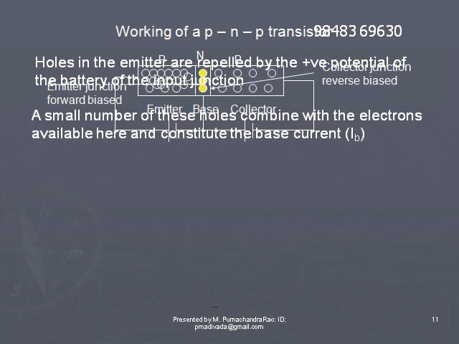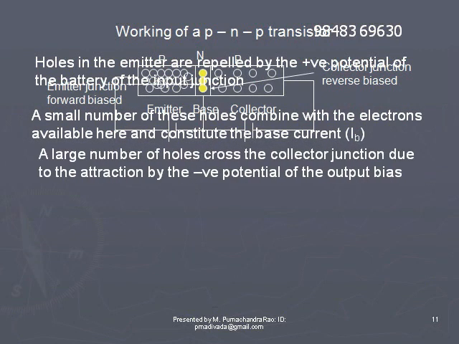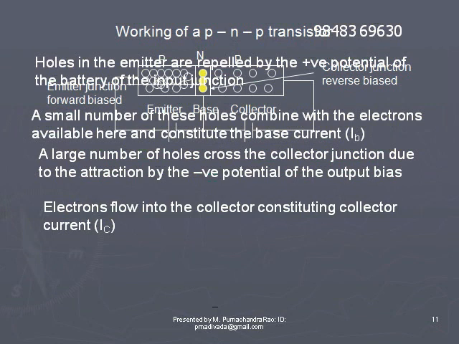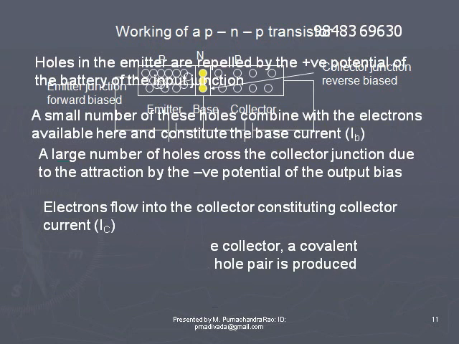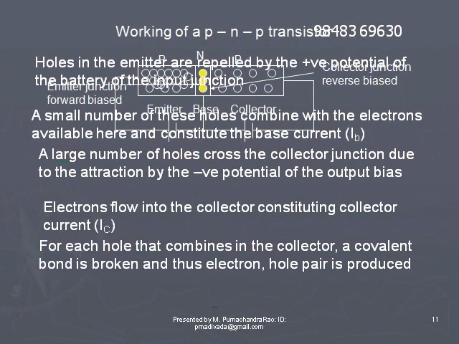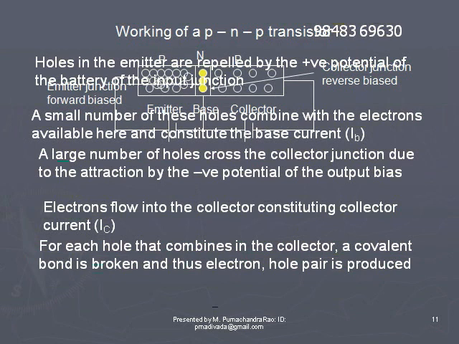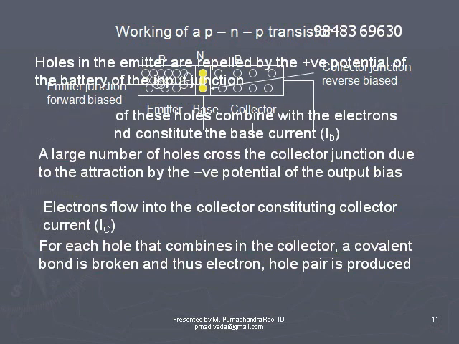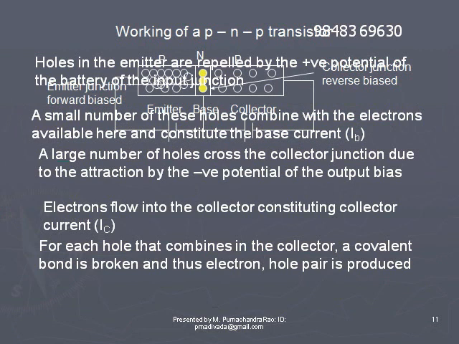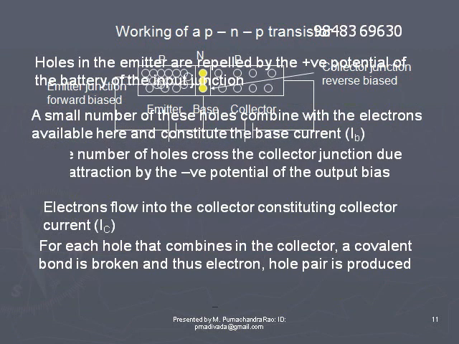As one electron combines with a hole, because of this combination a covalent bond will be broken in the emitter, and the electrons flow to the battery of the emitter junction. So a current is constituted in the emitter junction. That current is the emitter current. Like this, current will flow in this transistor.